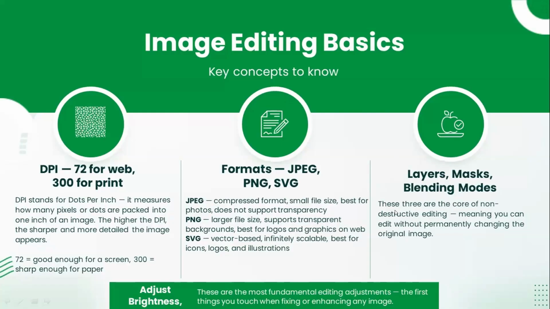And also we have adjustments for brightness, texture, temperature, and the likes. So these are the most fundamental editing adjustments. You're going to adjust your hue, your saturation, and luminosity. They're also very important when editing images. Don't worry, I will go into Photoshop and show you one or two things to do.